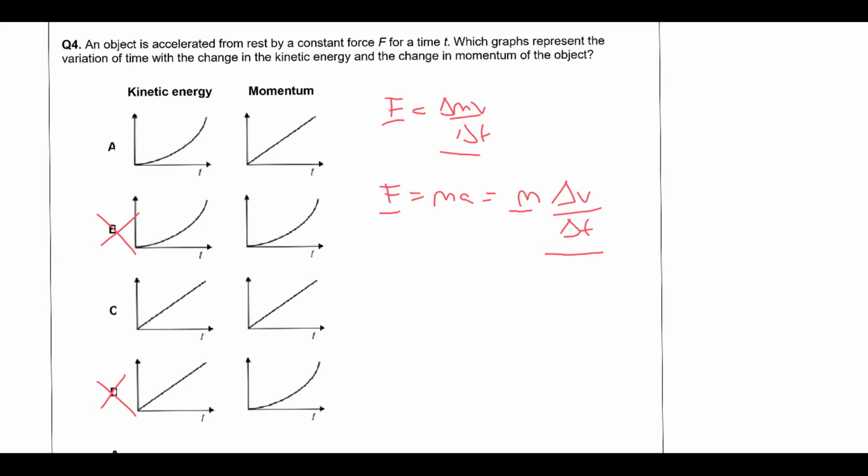So if we just sketch a velocity-time graph, it would look like that. But remember that kinetic energy is calculated by squaring velocity. So what that's going to look like is a quadratic graph, so up like this. So that's going to be option A there.